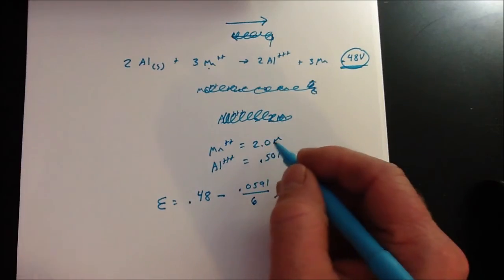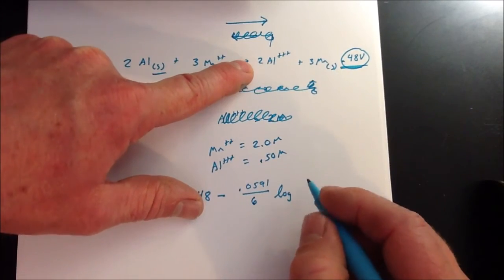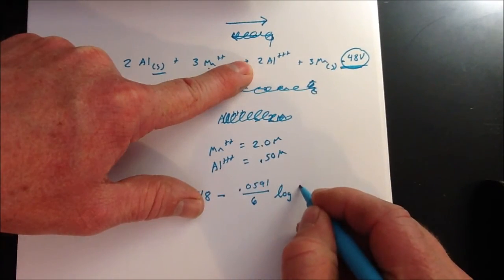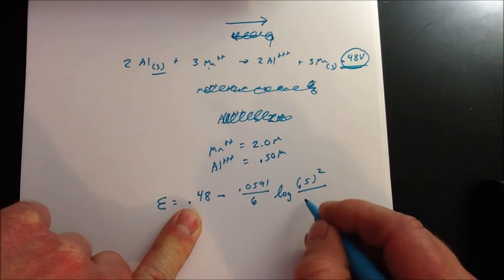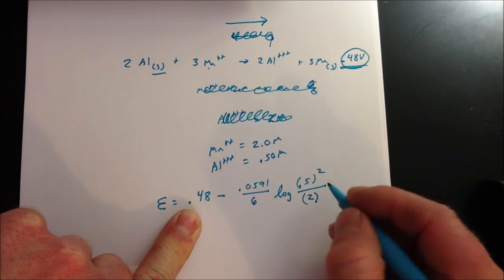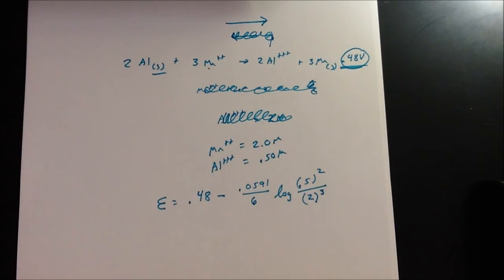Remember, Q is like K, and the good news is this is a solid and this is a solid, so they're not part of the equilibrium expression. On the other hand, I've got the aluminum 3 ion, so that's going to be 0.5 squared over 2 to the third. And now I'm ready to go ahead and plug those in and solve. So I'm going to work kind of backward through the math on this. 0.5 squared, got my value, 0.25, divide by the quantity of 2 times 2 times 2, which is 2 cubed, which is 8.